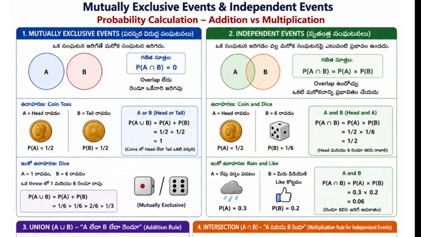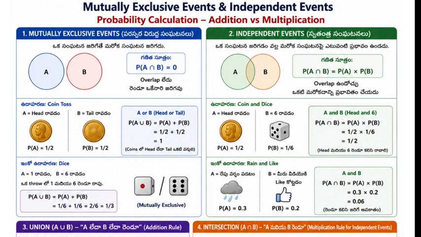Okay. So in case of independent events, we use a formula called probability of A intersection B equal to probability of A into probability of B. Here we use the multiplication rule. This probability of A intersection B means the overlapping region. When we say independent events, we are talking about the probability of both A and B coming. So to calculate it, we multiply the probability of A event with the probability of B event.